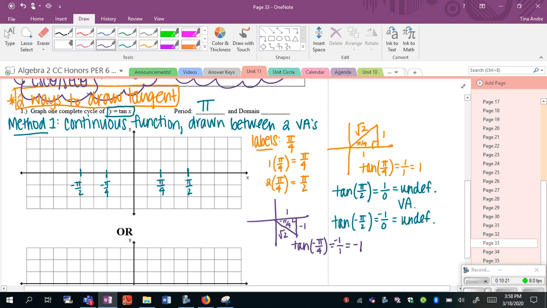So now when I go to plot these 4 points, this is going to allow me to get the tangent graph that's between the two vertical asymptotes. So my vertical asymptotes are at pi over 2 and negative pi over 2. This is where my vertical asymptotes are. I'm going to go ahead and draw just a dotted line through there to represent the vertical asymptotes. I'm going to just label this.